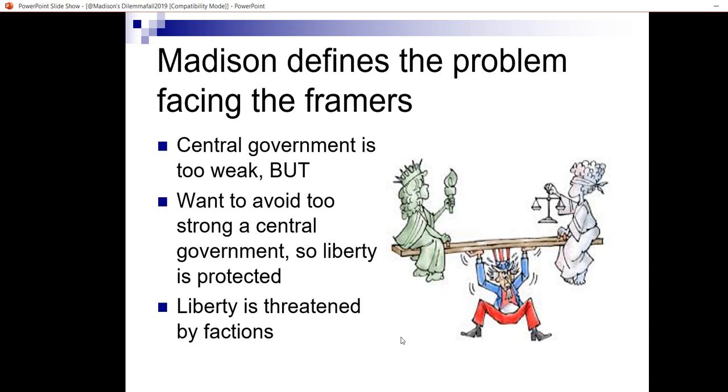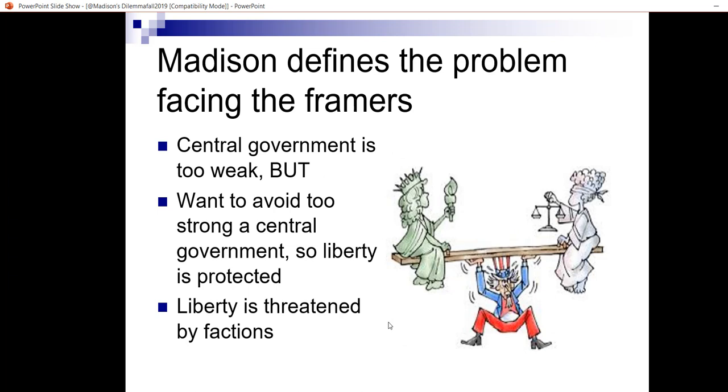So essentially, any political party would be a faction, any interest group would be a faction, a union would be a faction, a nonprofit organization like the National Rifle Association or Planned Parenthood, any organization that promotes a particular political viewpoint could potentially be a faction if they got involved in politics.